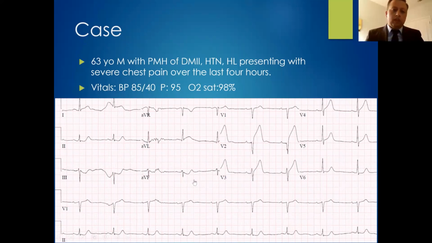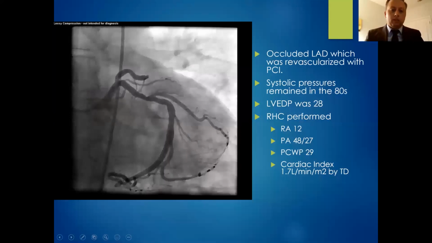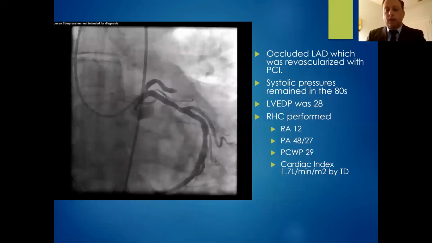I'll move my mouse actually. And the LAD was actually revascularized with PCI, but despite this, his systolic pressures remained in the 80s. He had an LVEDP of 28. A right heart cath was performed. He had a right atrial pressure of 12, a PA pressure of 48/27, a wedge of 29, and had a cardiac index of 1.7 liters per minute per meter squared by thermodilution.